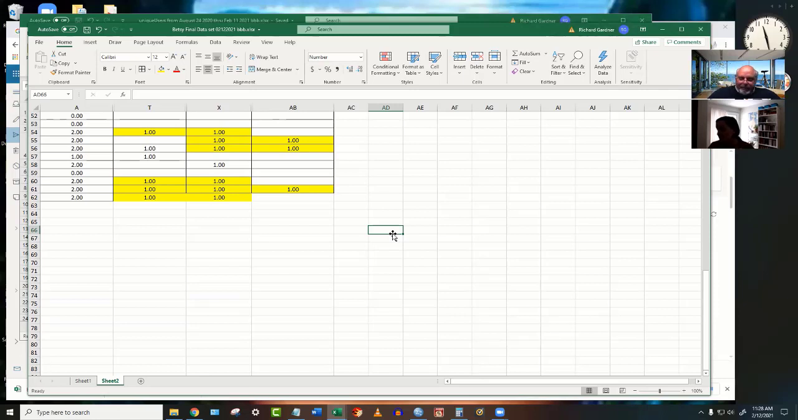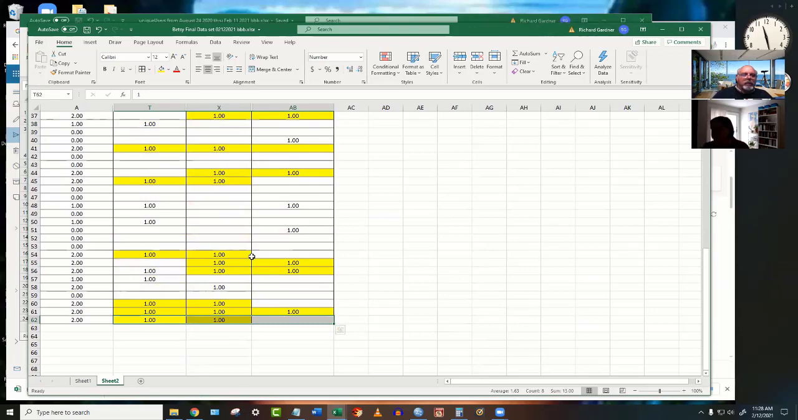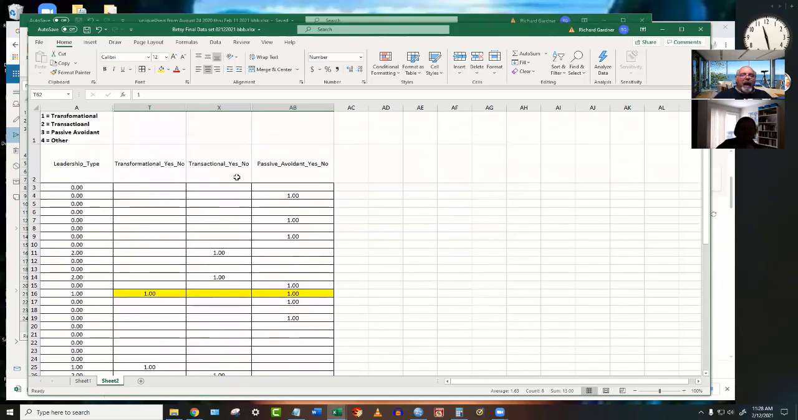Oh, yeah. Where the hell did I put my data set? That's my final data set. That's the wrong date. Where's my right one? Now, I could open up the one before transformational, one before transactional, one before passive avoidant. I just lost my window. Where'd my window go? Hold on. Where the heck did you go? I lost you. Back to meeting. There you are. I lost you for a minute.